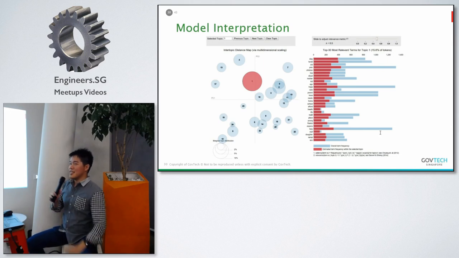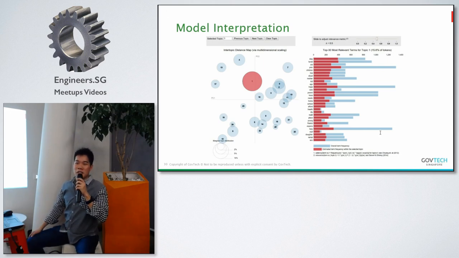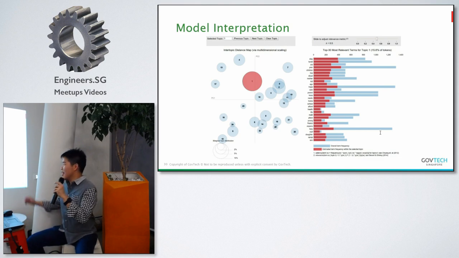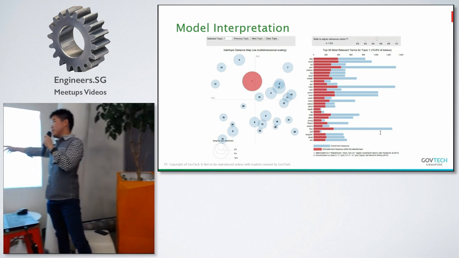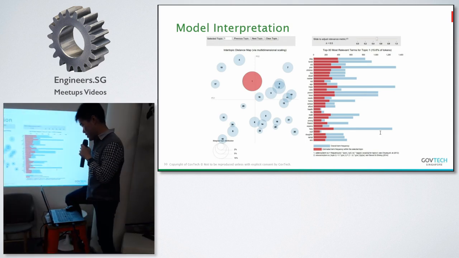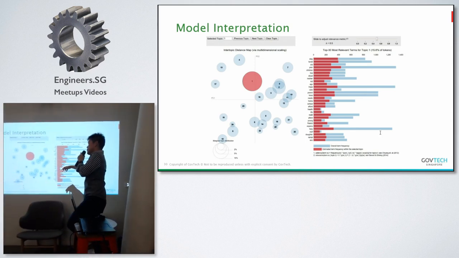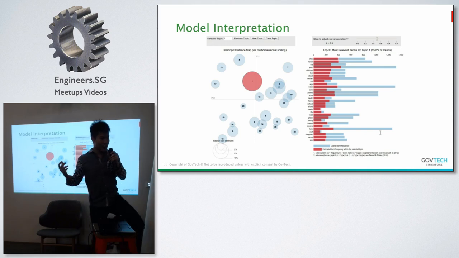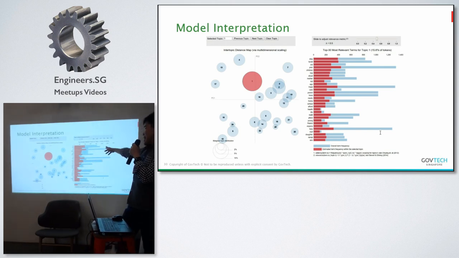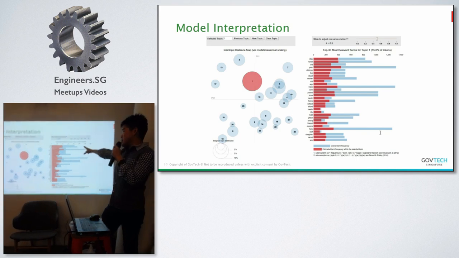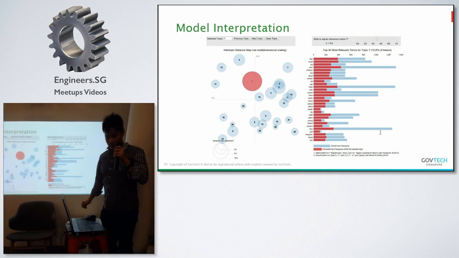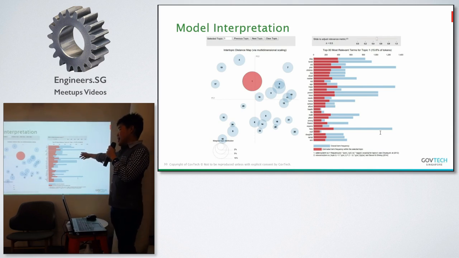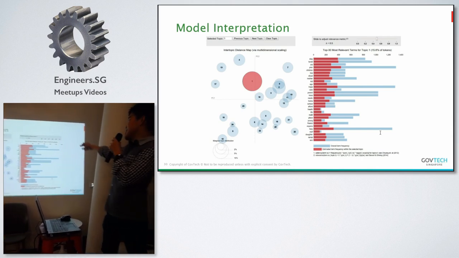I didn't do this visualization from scratch. This is an open source module called PyLDAvis. What it does is visualize the topics in a 2D manner. So these are the five topics, and the size of the bubble represents the size of the topic within the corpus. And I can show the words for each topic on the right, and these are ranked.